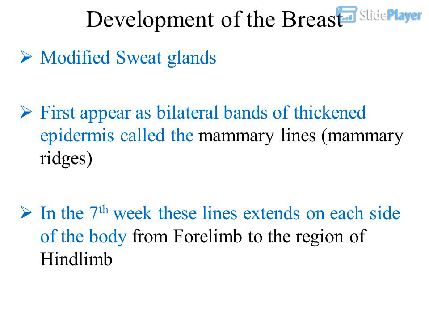Development of the breast. Modified sweat glands. First appear as bilateral bands of thickened epidermis called the mammary lines, or mammary ridges. In the 7th week these lines extend on each side of the body from the forelimb to the region of the hindlimb.